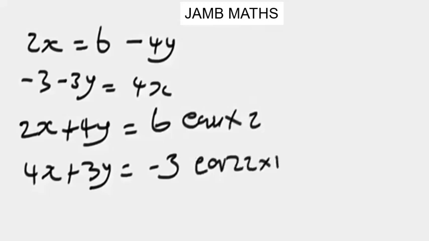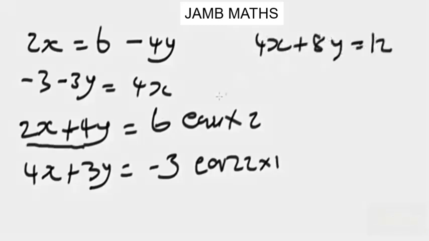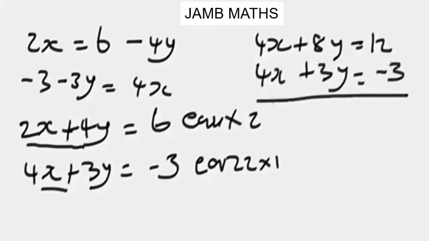So when you do it, you're going to have two sets of equations. When you times everything here by 2, you're going to have 4x plus 8y equals 12. And when you times everything here by 1, you still get the same values. We have 4x plus 3y equals -3. Alright, so at this juncture, let's eliminate.